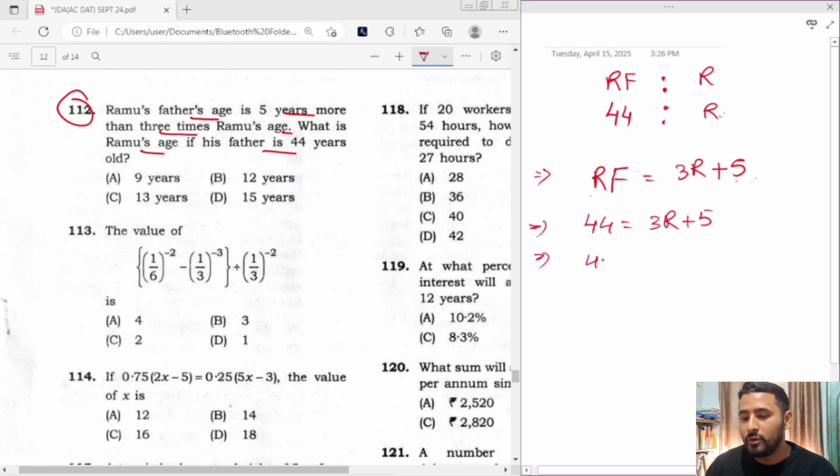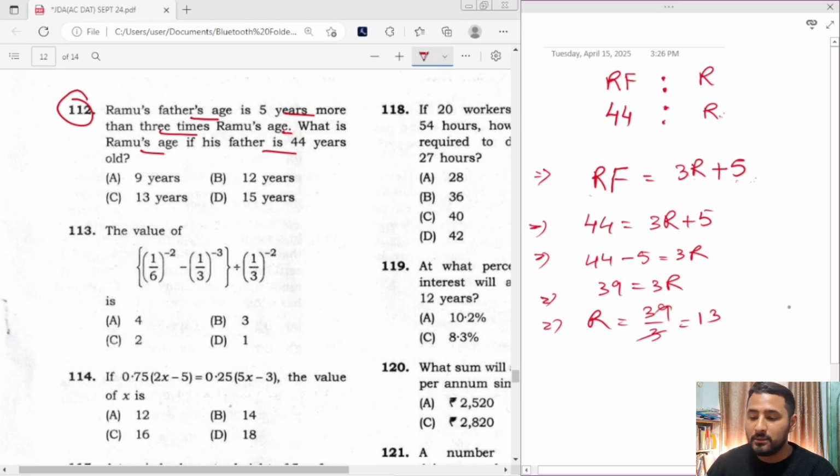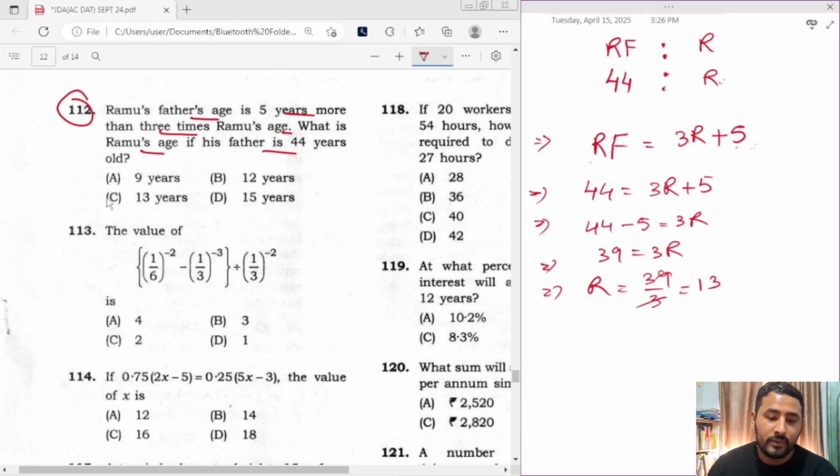Now for 44, you bring the plus 5 to the other side as minus, so 44 minus 5, you will get 39 equal to 3R. You get the value of R. Ramu's age you will get from here: 39 divided by 3 gives 13. So Ramu's age is 13. Can you see? So Ramu's age will be 13 years, okay? I hope this is clear.